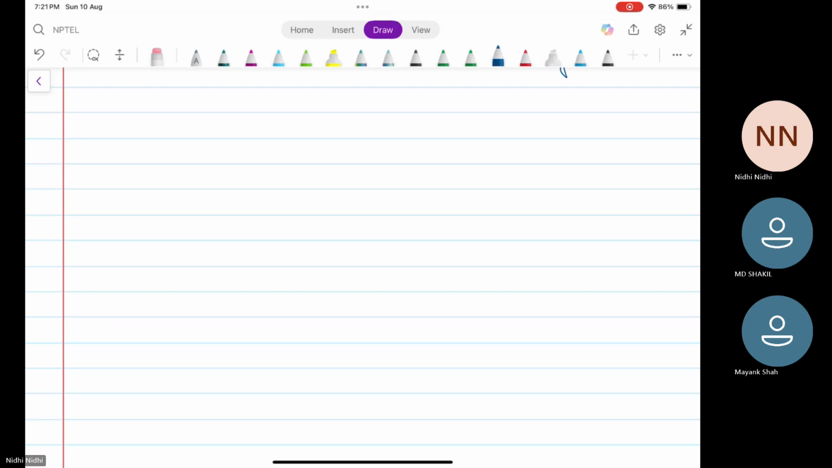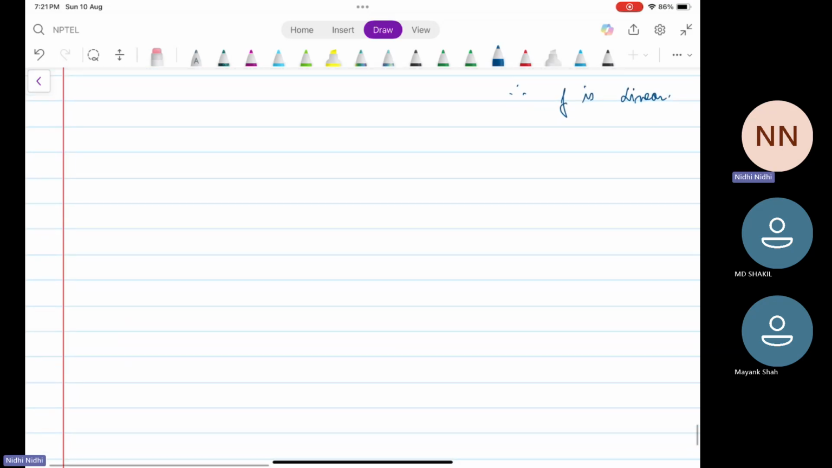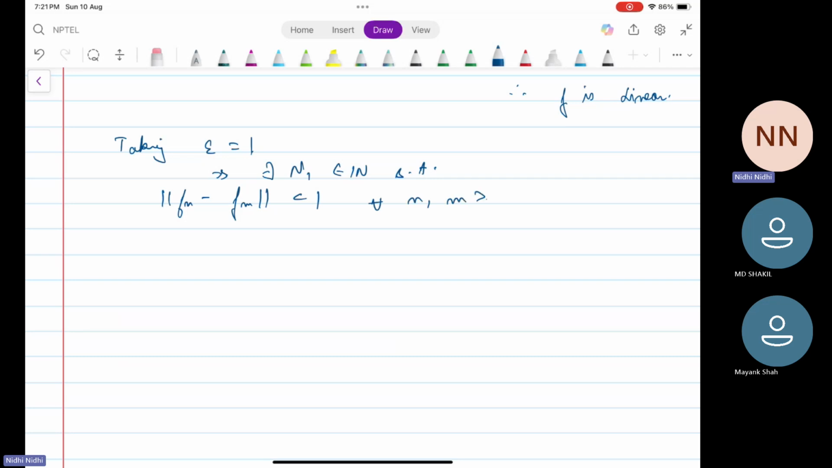So taking epsilon equal to 1, clearly there exists some n, I'll take that n1. There exists some n1 in N such that norm Fn minus Fm is strictly less than 1 for all n, m greater than or equal to n1. This comes by the Cauchy-ness.